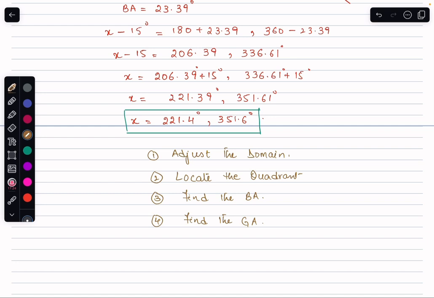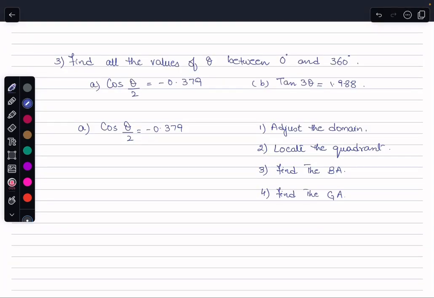So let's do another question. The next question that we have says find all the angles of theta between 0 and 360 degrees. And the first question is for cos of theta by 2. Again, we have the theta by 2. If they are asking for the theta and in the question we have the angle which is a theta by 2, it's a complex angle, then this means first we have to adjust the domain, the given domain for theta, which is for 0 and 360 degrees. So the question is for cos of theta by 2, which is equals to negative 0.379. So let's start solving the question. Cos of theta by 2 equals negative 0.379.